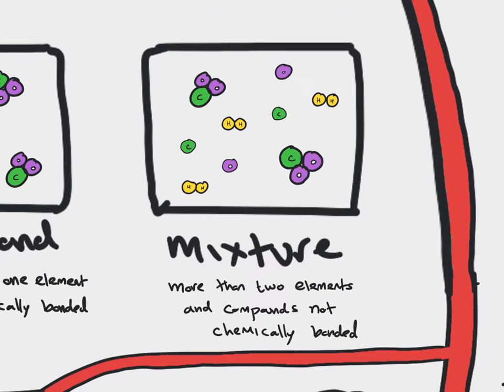And then we've got the mixture. This is just a mix of everything. So you can have 2 or more elements or compounds and they're not chemically bonded. Some are, but some are not. And they're really easy to separate.